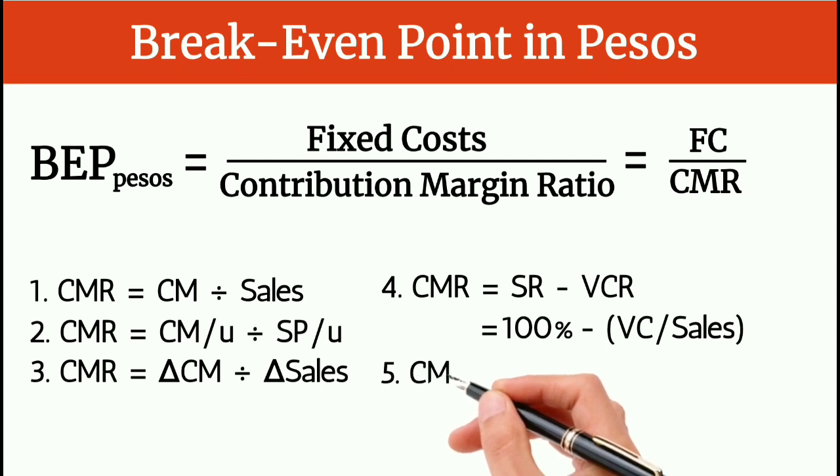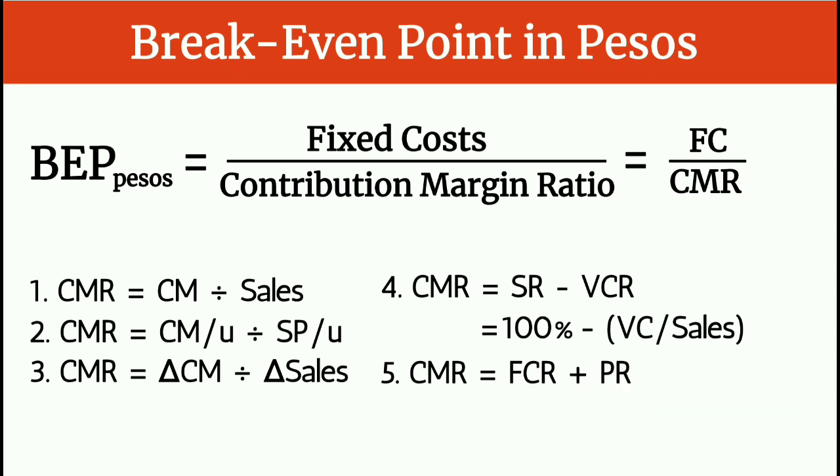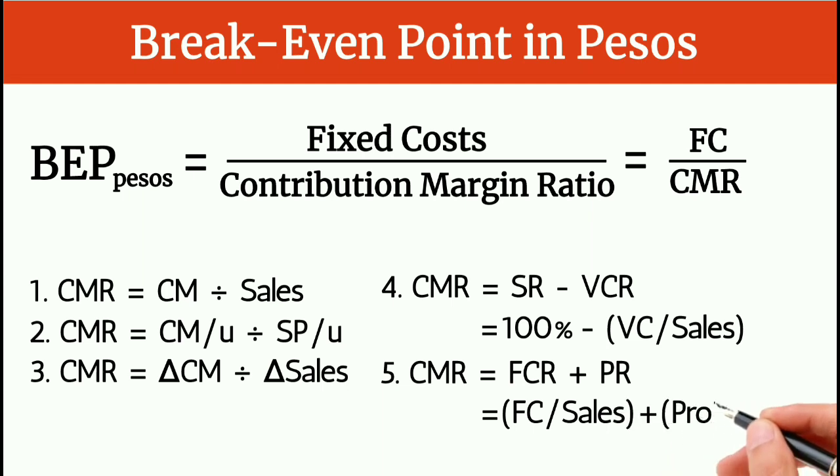And fifth, CMR is equal to FCR plus PR. FCR stands for fixed cost ratio and PR stands for profit ratio. Para makompute yung FCR or fixed cost ratio, that is fixed cost divided by sales. Yung PR naman or profit ratio, that is profit divided by sales. As long as you know the income statement under the variable costing, madali na lang i-memorize itong mga formulas.